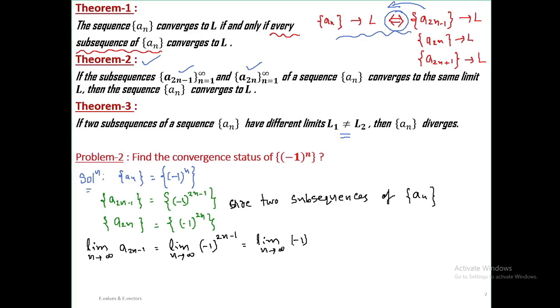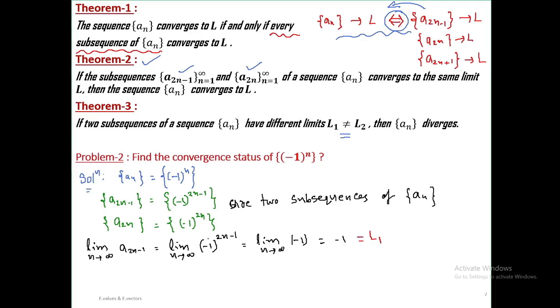Isn't it? Check once. 2n minus 1 is odd number. If n is 1, you will get minus 1. If n is 2, 4 minus 1, 3. So minus 1 whole power 3 is minus 1. If n is 3, 6 minus 1, 5. So minus 1 whole to the power 5 is minus 1 only. So whatever natural number n you substitute, this value is always minus 1. Therefore, instead of this number, I am writing just minus 1. Now it becomes constant sequence. Limit n tends to infinity of minus 1 is just minus 1 only. So this is L1. This is first limit L1.